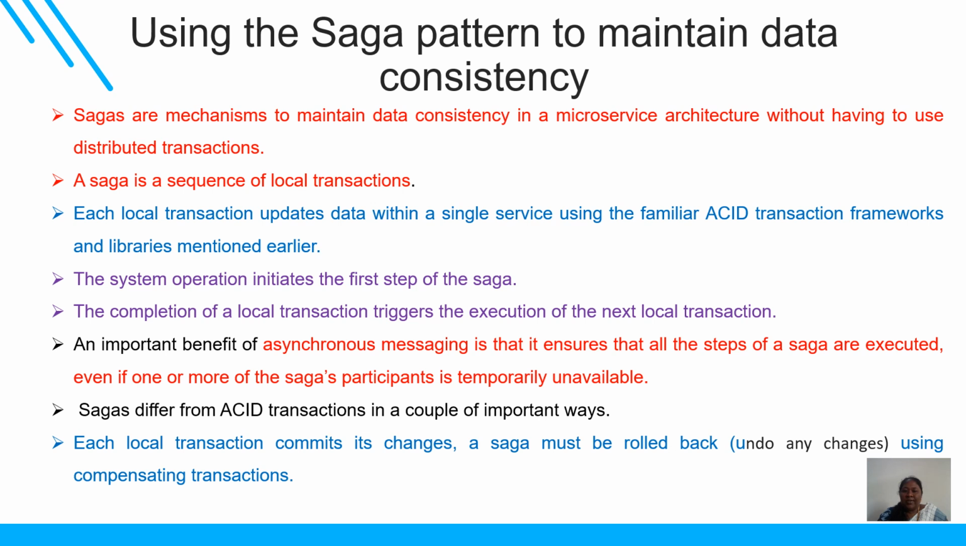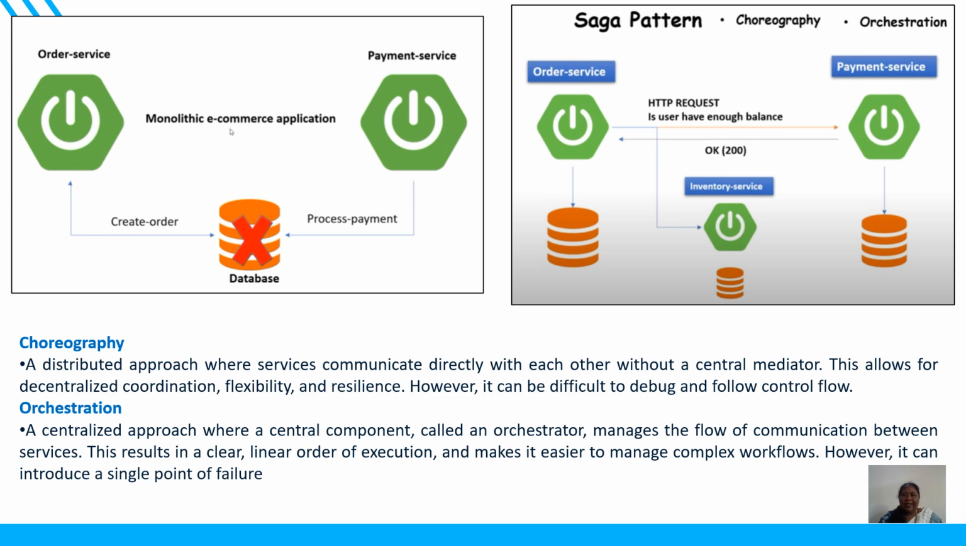Each local transaction commits its changes, and a Saga must also be rolled back. For example, when the user wants to cancel certain transactions temporarily, they have initiated, before the money reaches the other end, they just want to cancel it. Maybe they have started the payment but want to cancel it. So you have to decide which objects are supposed to be freed from memory space. That is rollback in the Saga pattern. There are different architectural styles also.